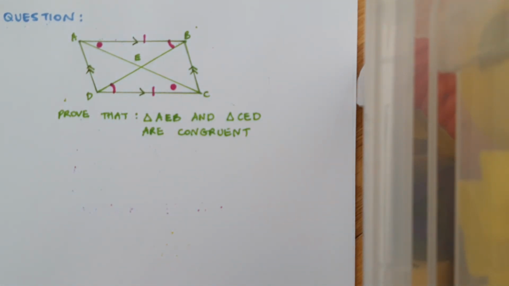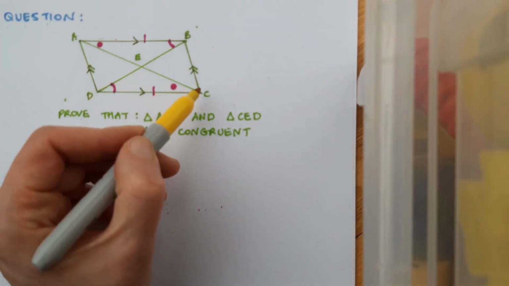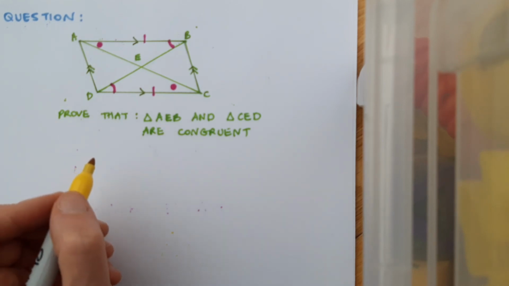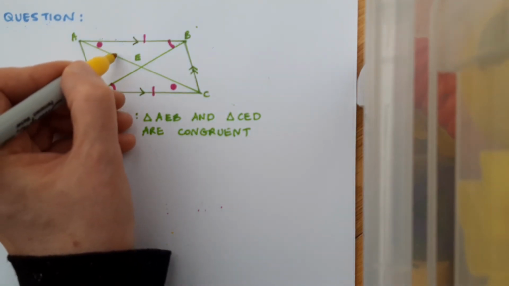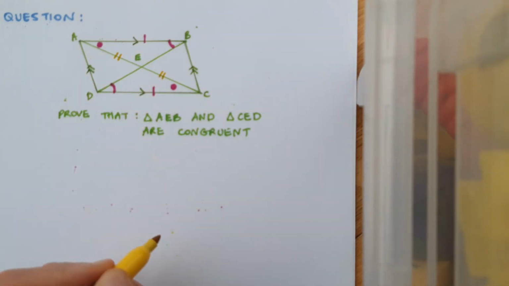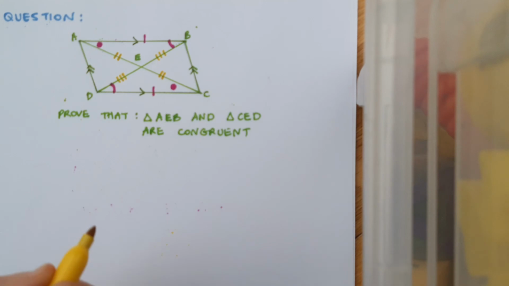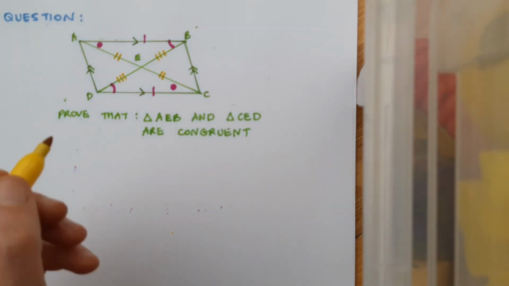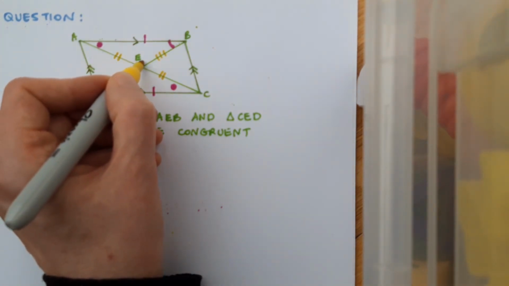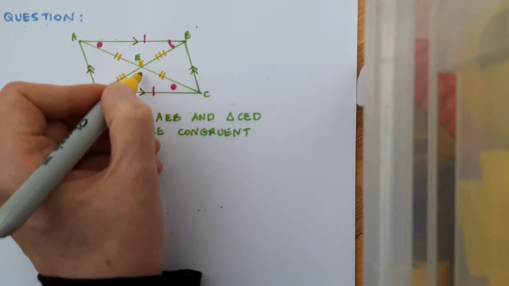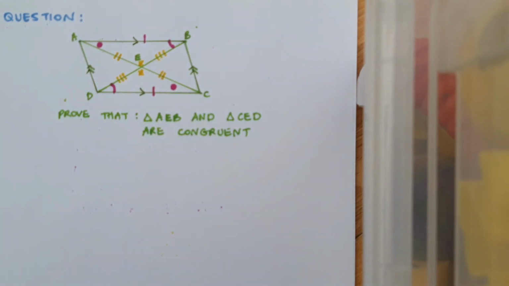There is other information that I might have marked instead. I might have noticed that when I draw in the diagonals of a parallelogram, the diagonals bisect each other. So I might have said that these two lines are equal in length for that reason, and these two lines are also equal in length. And in fact, I might even have noticed that the angle here and the angle here are equal because of the rule vertically opposite angles. So I've got a lot of choices. It's really just which ones do I spot first.